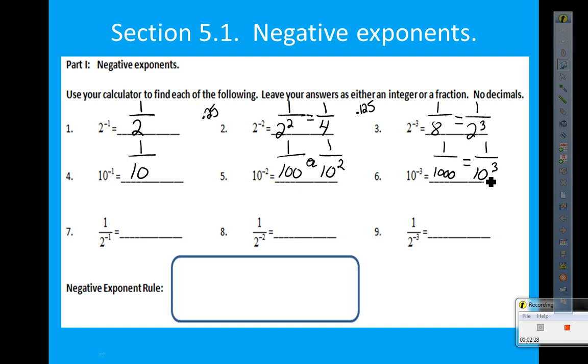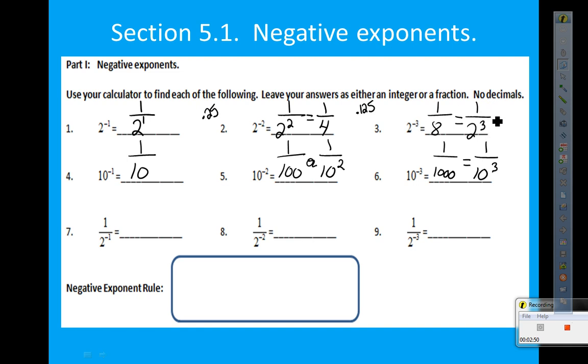So here's what I'd like for you to notice so far. When we work with negative exponents, if you see a negative exponent, you can get rid of that negative exponent by placing it in the denominator. So 2 to the negative 1 was the same thing as 1 over 2 to the positive 1. 2 to the negative 2nd was the same thing as 1 over 2 squared. To get rid of this negative, notice I just place it in the denominator and then change the sign. When you look at 2 to the negative 3rd, that wound up being 1 over 2 to the 3rd.